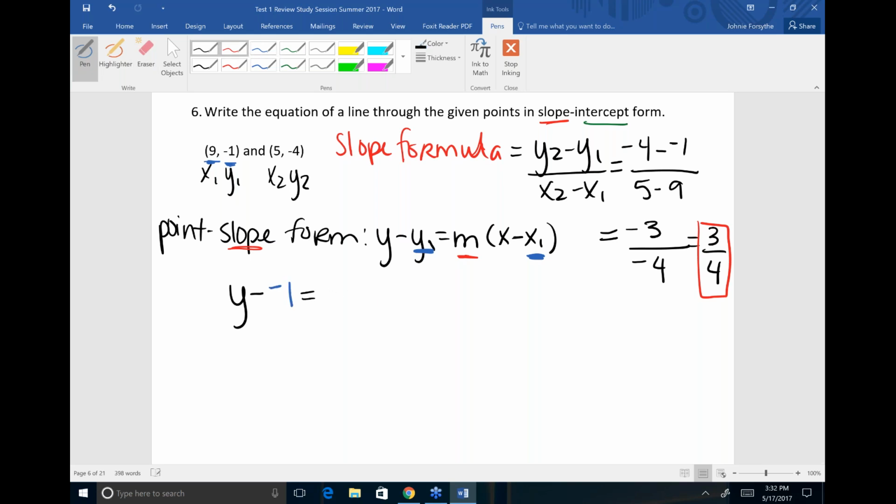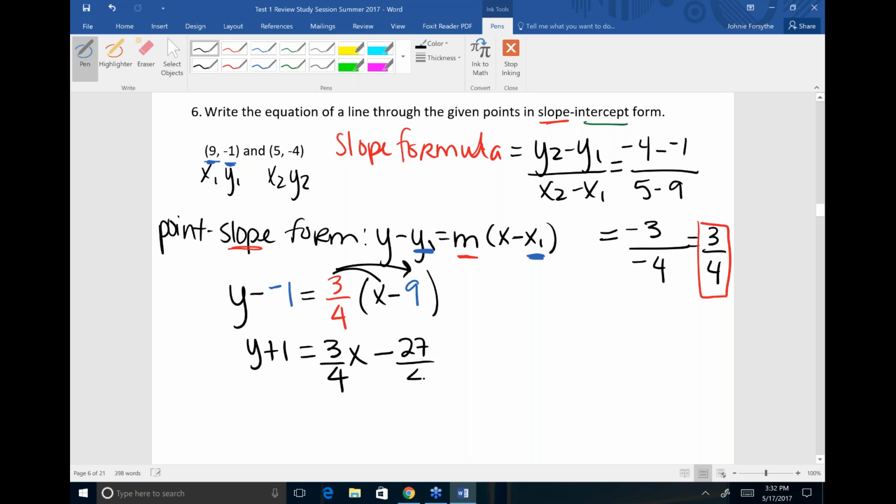Equals m, which we know is 3 over 4, times x minus x1, which is 9. Okay, so y minus 1 is y plus 1 equals, and now we're going to distribute the 3/4. So 3/4 times x is 3/4 x, and then 3/4 times negative 9 will be negative 3 times 9 is 27 over 4.